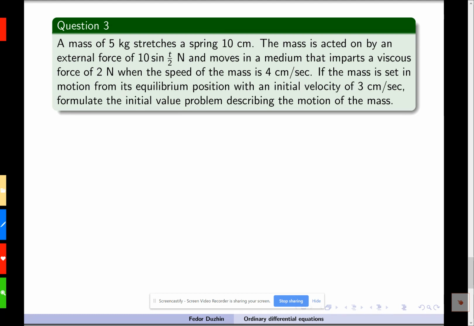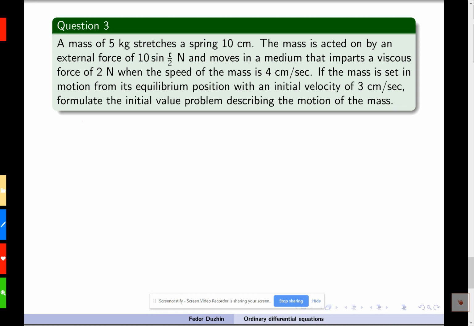If the mass is set in motion from its equilibrium position with an initial velocity of 3 centimeters per second, formulate the initial value problem describing the motion of the mass. What is good is that we do not have to solve the problem, just to formulate it.